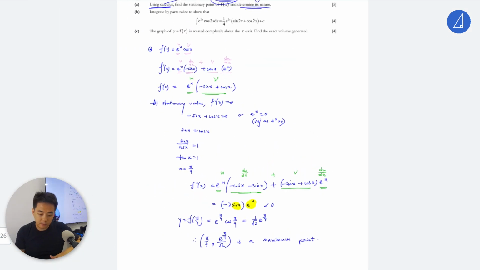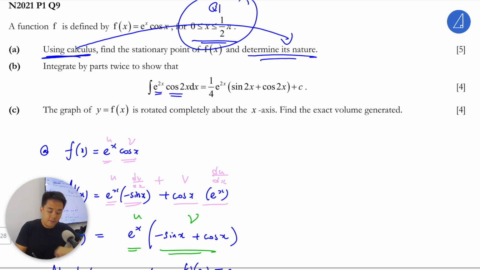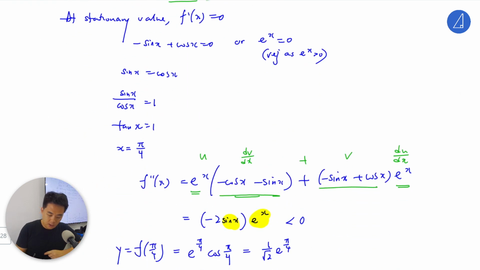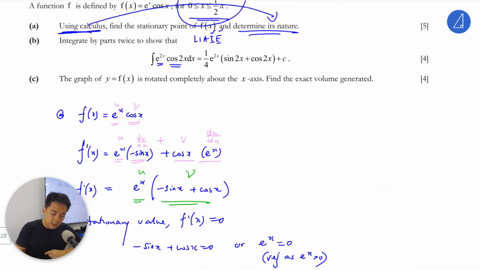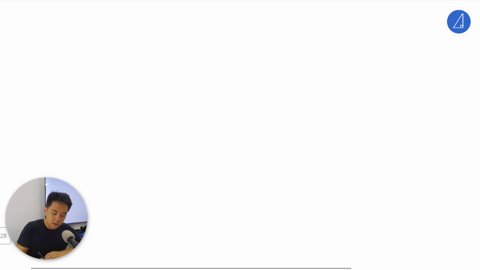So the second one is a classic example. This is integration by parts twice. This is what we call an infinite loop. You just loop, because if you take the two tail ends of LIATE, you will keep getting the same expression. So you just be careful. For part B, they say twice. That's the keyword there, so we just do this carefully.